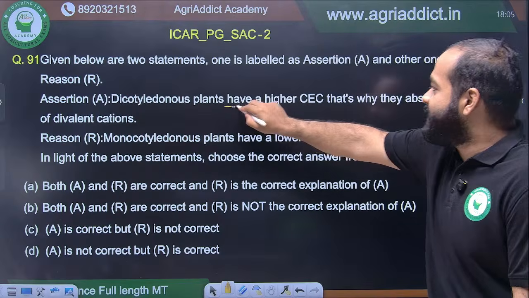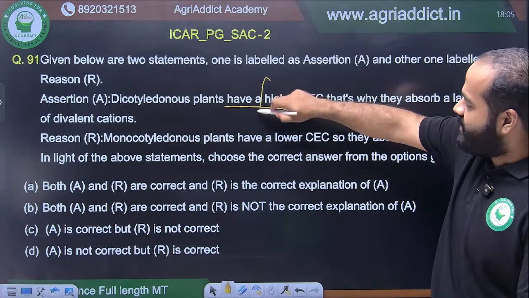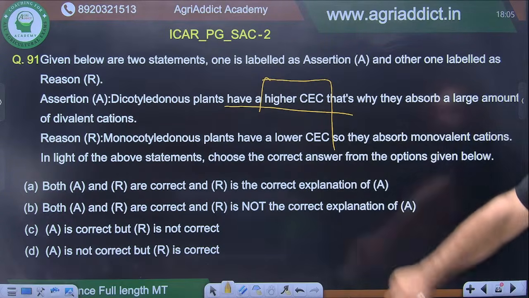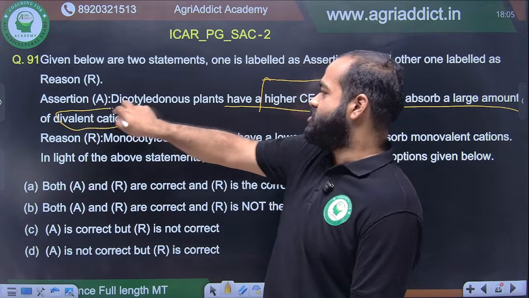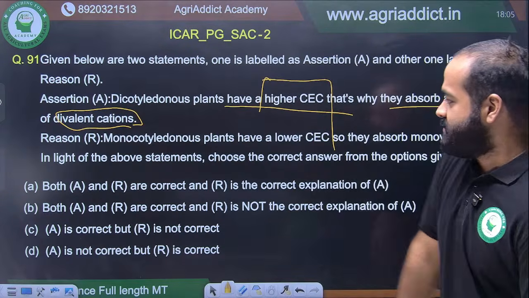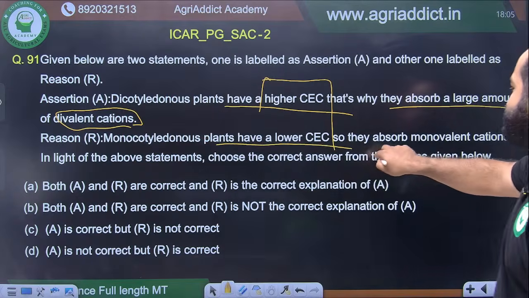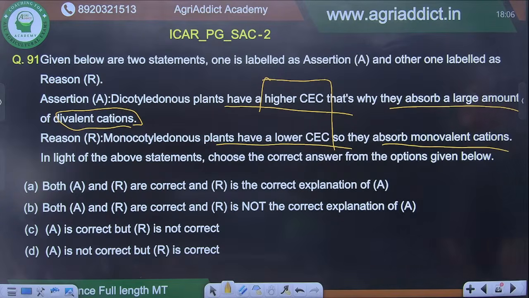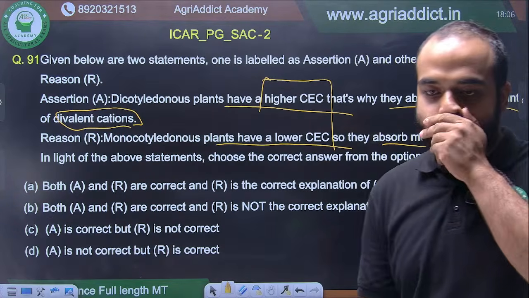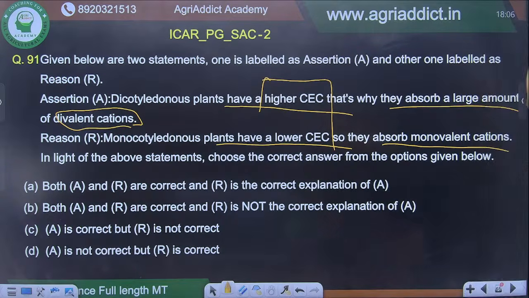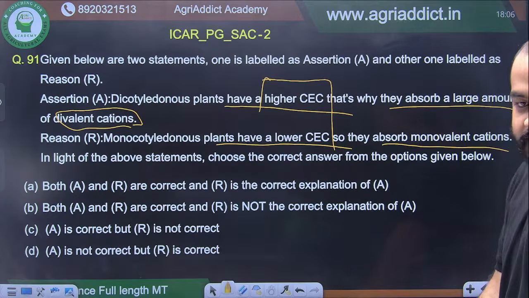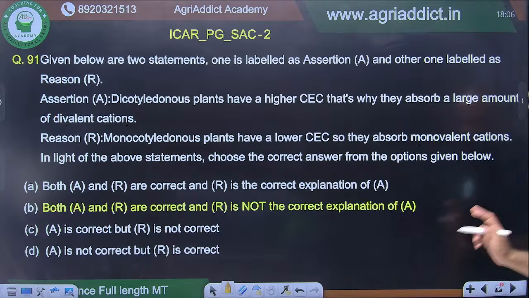Dicotyledonous plants have a higher CEC. That is why they absorb a large amount of divalent cations. Reason, monocotyledonous plants have a lower CEC, so they absorb monovalent cations. Answers are coming in. Yes, all of you are saying it is B. Yes, all of you are correct.